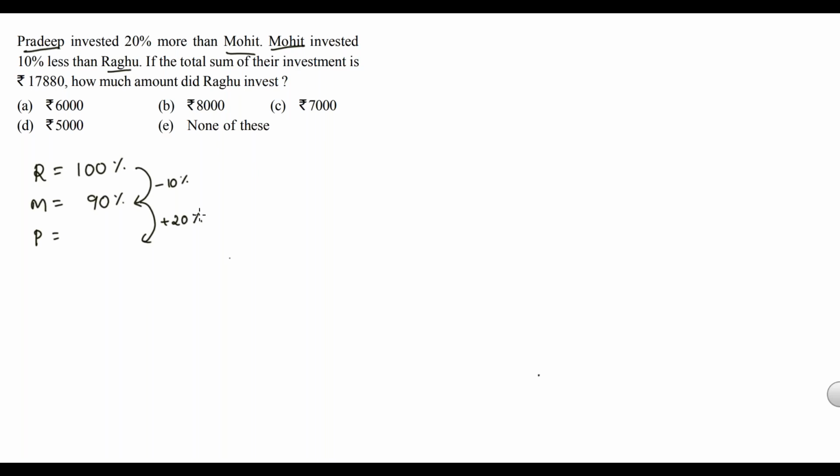Okay. So whenever in the percentages concept they use the word percentage, you should not add it directly. That means here I have Mohit's investment as 90. If I'm increasing this by 20%, then it is not 90 plus 20, 110. I have to increase 20% on 90. 20% should be calculated on 90.